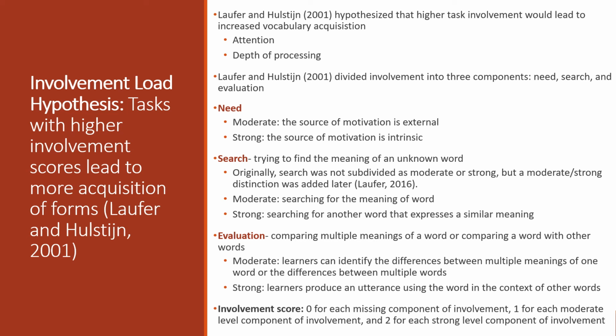In the search category, which is trying to find the meaning of a word, in the initial hypothesis, it wasn't subdivided as moderate or strong, but the distinction was added later. So searching is considered moderate if the learner is just searching for the meaning of a new word. It's considered strong if the learner is searching for another word that expresses a similar meaning. And evaluation is comparing multiple meanings of a word or comparing a word with other words.